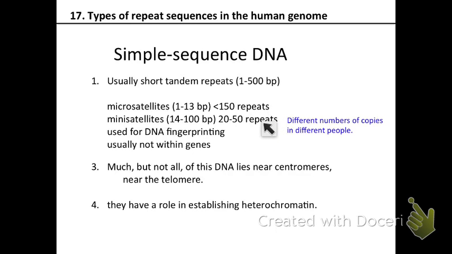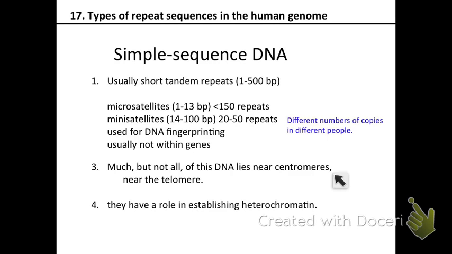Then there are minisatellites. These are a little bit larger, and you have fewer repeats. And with these minisatellites and microsatellites, different people have different copies of them in their genomes. Because of that, they are used for DNA fingerprinting. Okay?